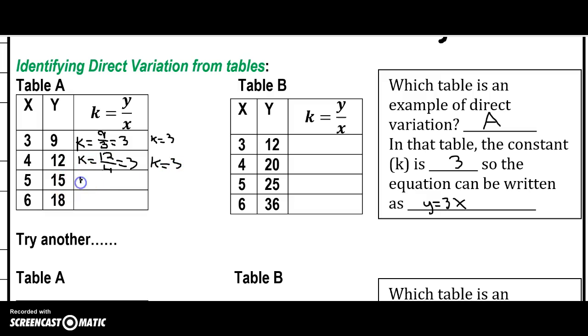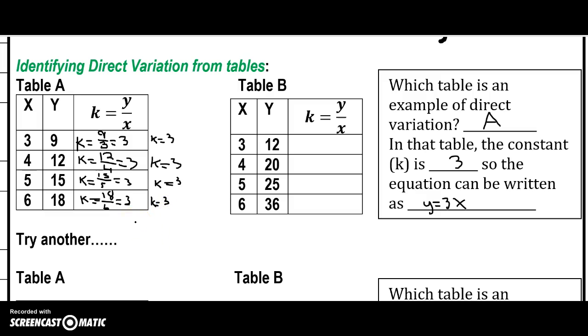Or I have k equals 15 divided by 5 equals 3. Or I have k equals 18 divided by 6 equals 3. And my k equals 3. Easy money, money in the bank.